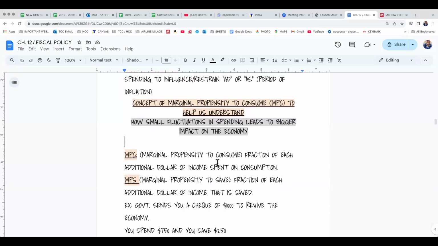Basically, it is the fraction of each additional dollar of income spent on consumption. Let's say you normally make $5,000 a year and somehow you get $1,000 from the government because they're trying to revive the economy and incentivize you to spend. So you make 5,000, and you get $1,000 extra. Out of that $1,000, how much are you going to spend? What fraction? 10%, 20%, 80%? That is what's called marginal propensity to consume.